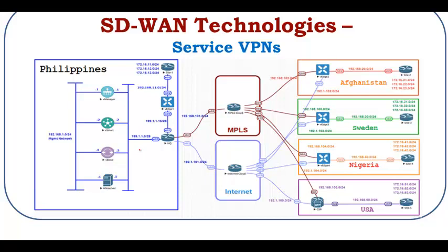if the authentication is successful, what is going to happen? vBond is going to reveal the IP address of the vManager and vSmart. So using that IP address, the edges, using the same transport, either MPLS or internet, go and talk to vManager and register with vManager. vManager sees all the edge devices in the inventory.